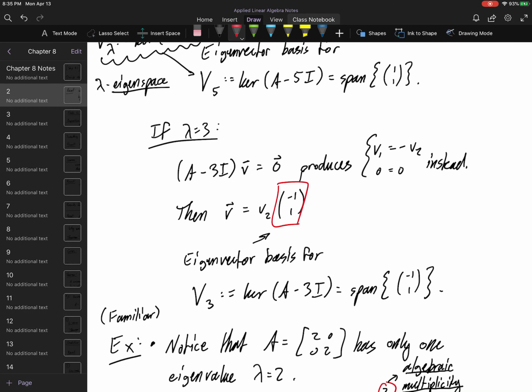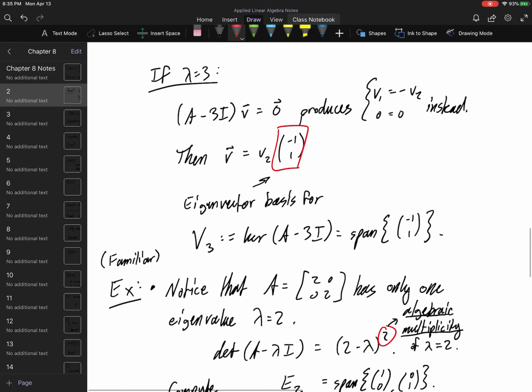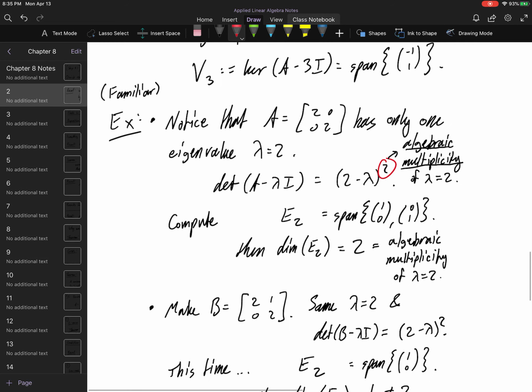Very similarly, if lambda is equal to 3, we can go ahead and produce the other eigenvector that we had on the previous page. And this constitutes an eigenvector basis for the space V sub 3, which is the eigenspace corresponding to lambda equals 3. And we now have an eigenvector decomposition of R2.